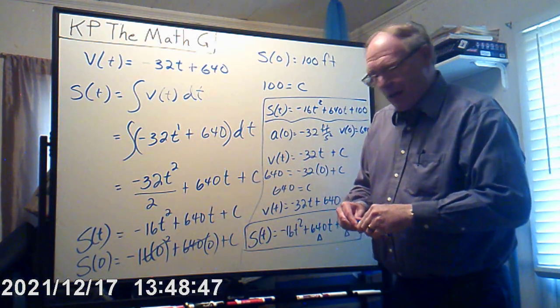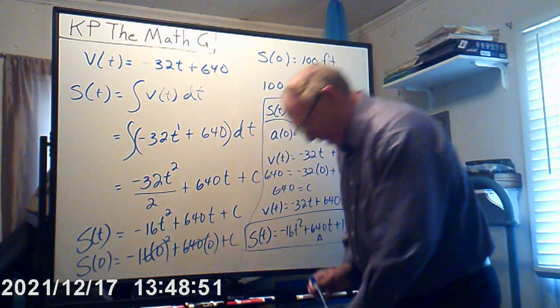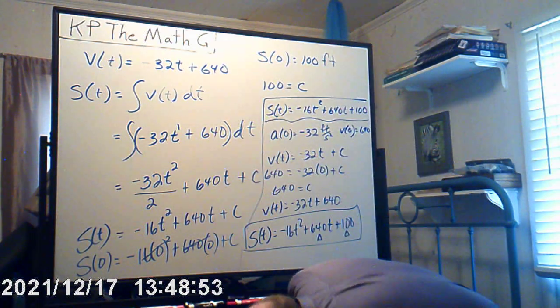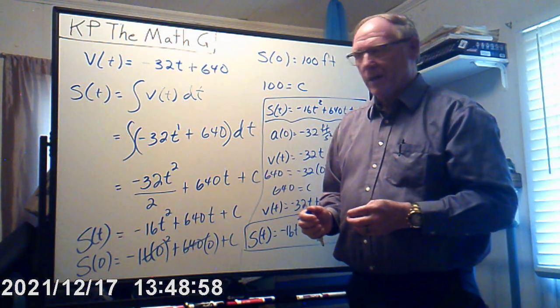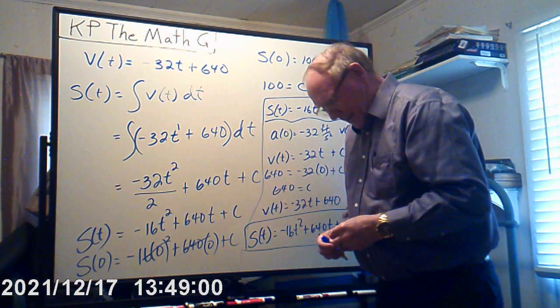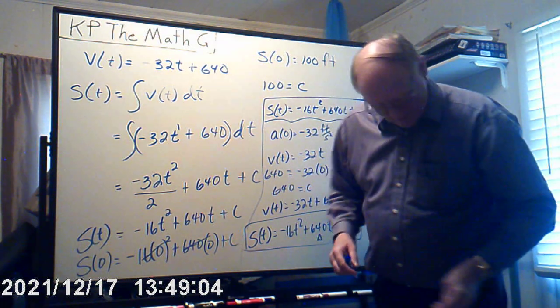So that does it. The idea is you have an initial condition, and in this particular lesson, we had to take the antiderivative twice. Okay? All right.